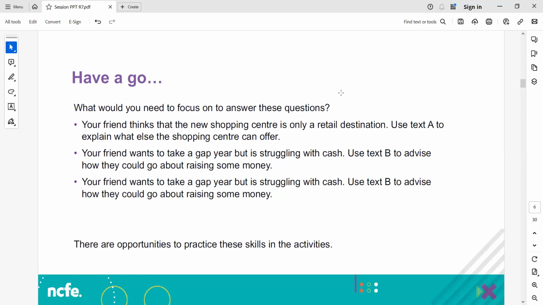Would you say job opportunities? Good. Yeah. So you'd be looking at text B and seeing, is there any information about job opportunities, a gap year, that people might use to fund a gap year? So what reference is there to funding a gap year?